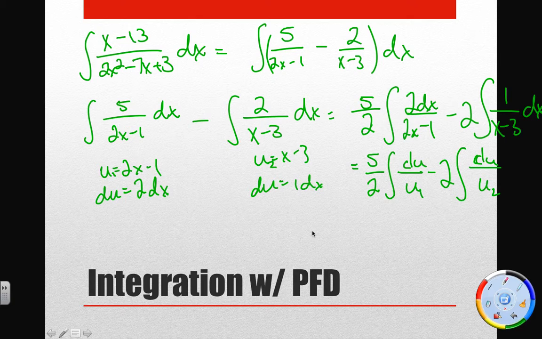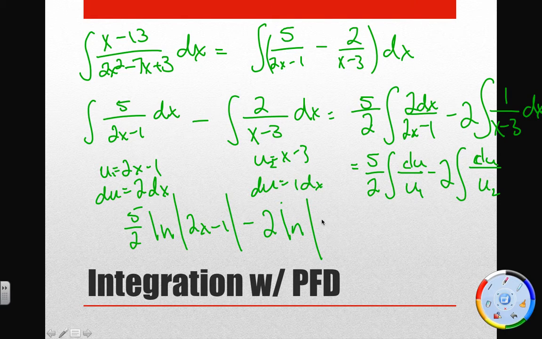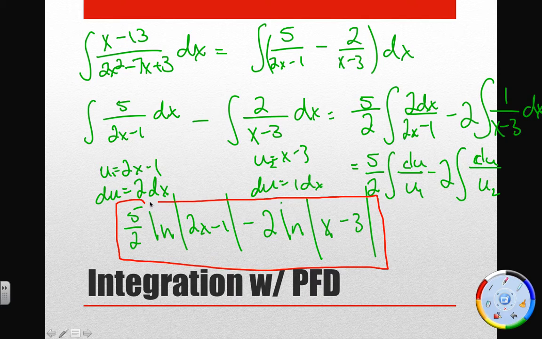Oh, I know how to do antiderivatives of that. That's just 5 halves times the natural log of the absolute value of u1. Well, u1 is 2x minus 1. And minus 2 times the natural log of the absolute value of u2. u2 is x minus 3. Remember, we have to use absolute values because the things inside could be negative. We want to make sure that they are not. And there we go. We have integrated this kind of ugly rational function: we decomposed it, and then we integrated it.